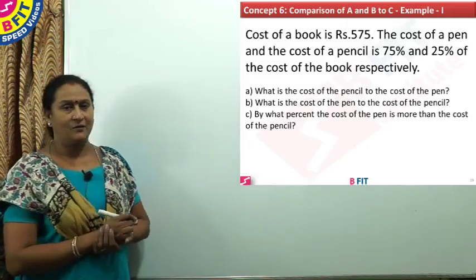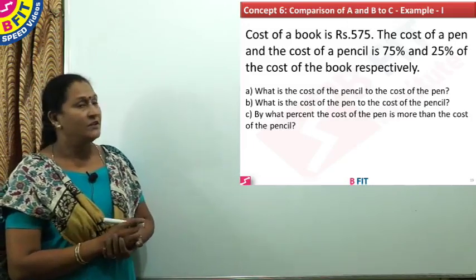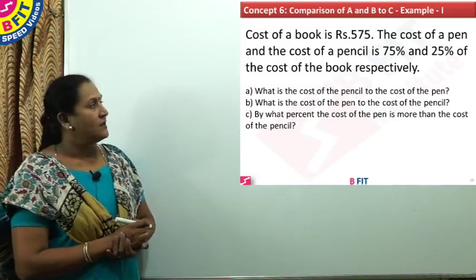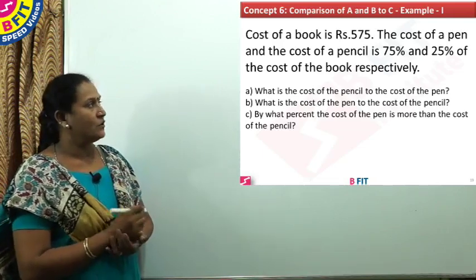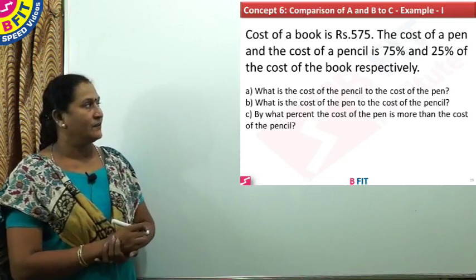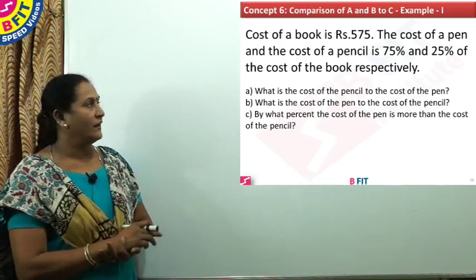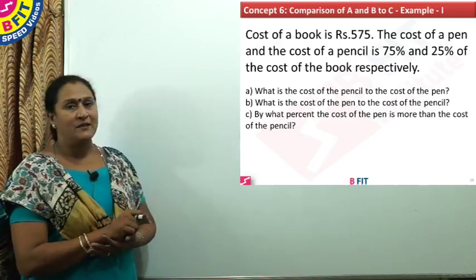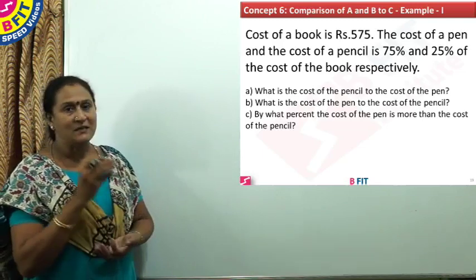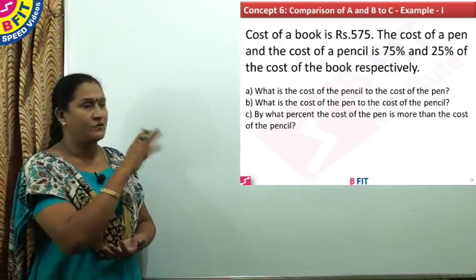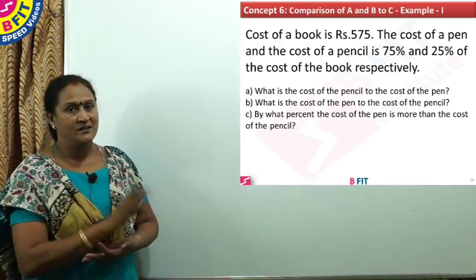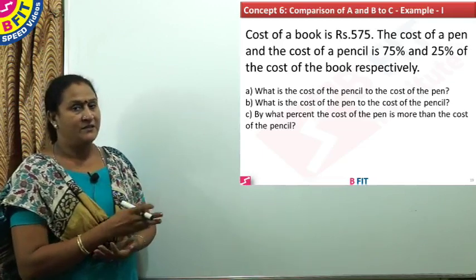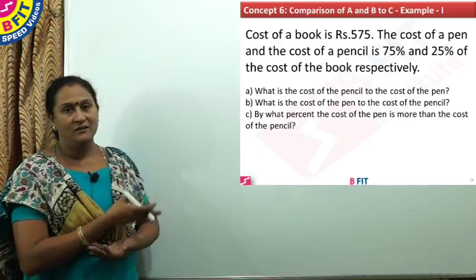So the example question is, the cost of a book is rupees 575. The cost of a pen and the cost of a pencil is 75% and 25% of the cost of the book respectively. So here the book's cost is given, and the pen is compared to the book and the pencil is also compared to the book, and the comparison is given as a percentage. Now as the base is the same, there is no need to consider the cost of the book even if it is given, so don't consider that. With A and B percentage itself we can work out. So we'll get the concerned percentage ratio of A and B and we'll answer the questions given below.